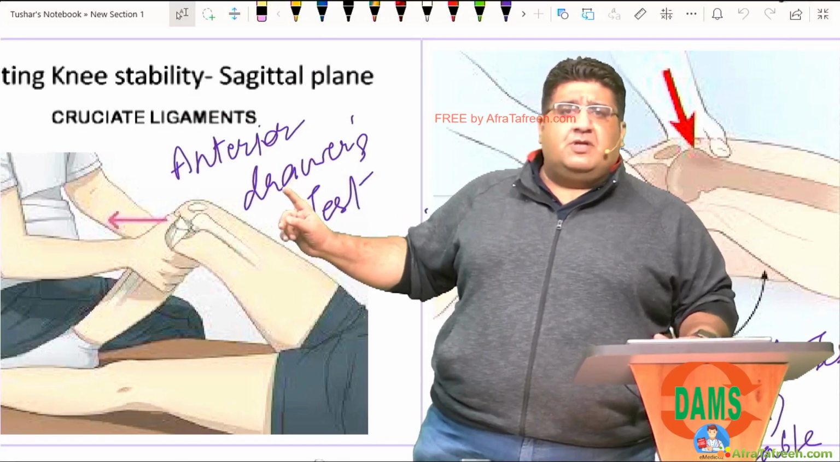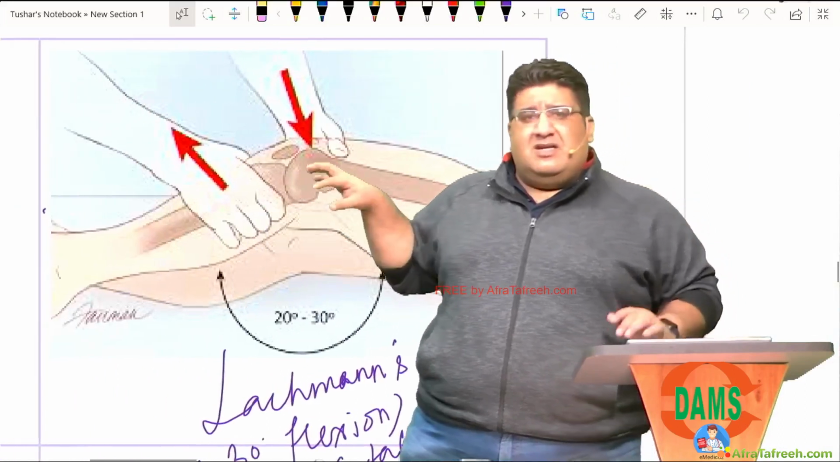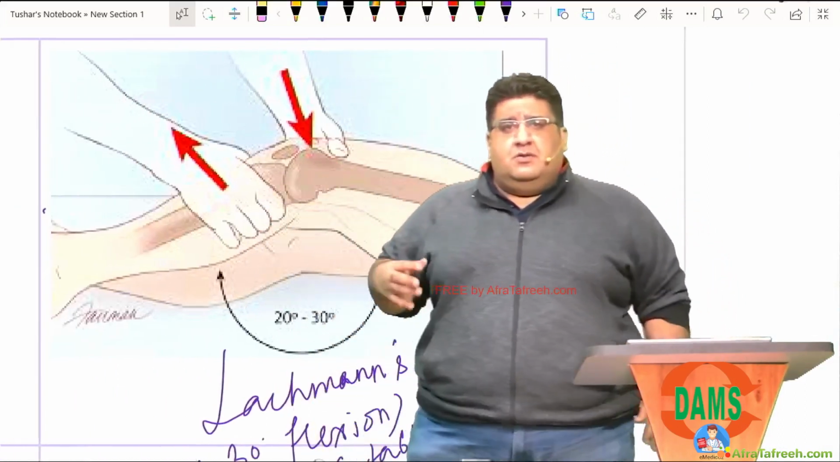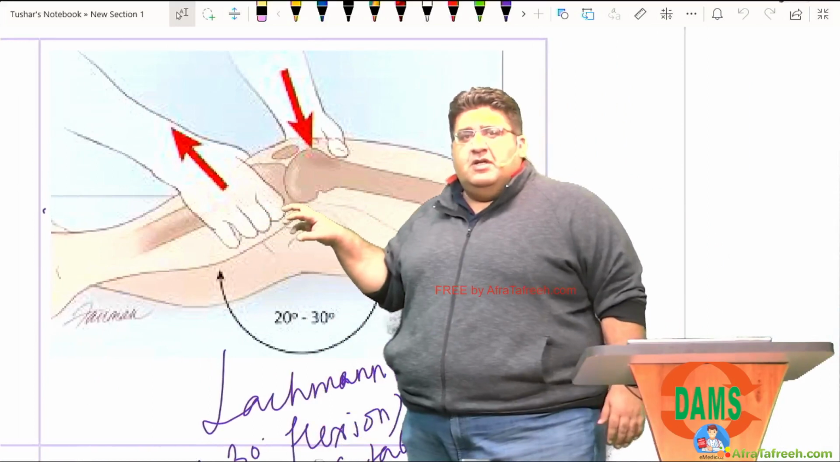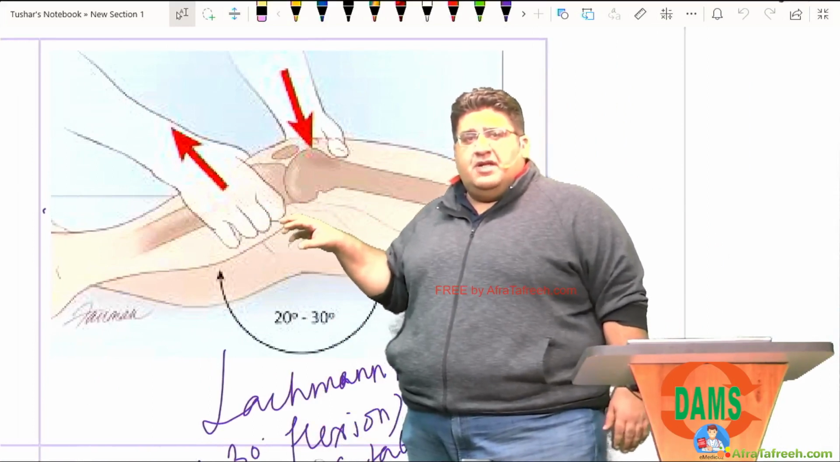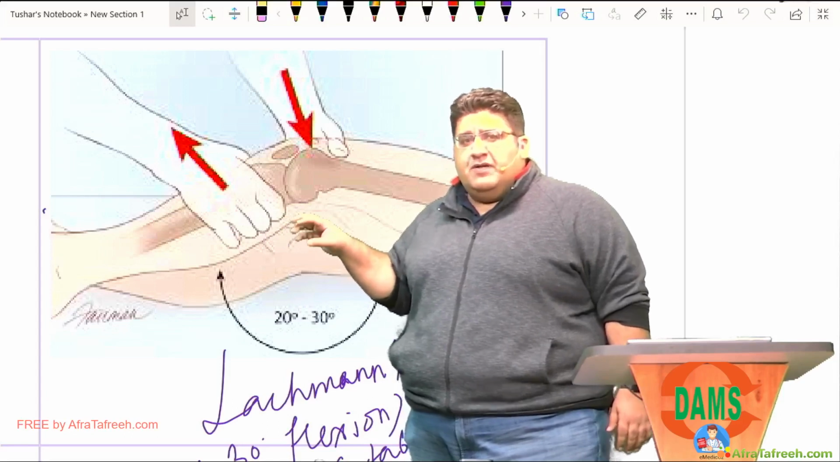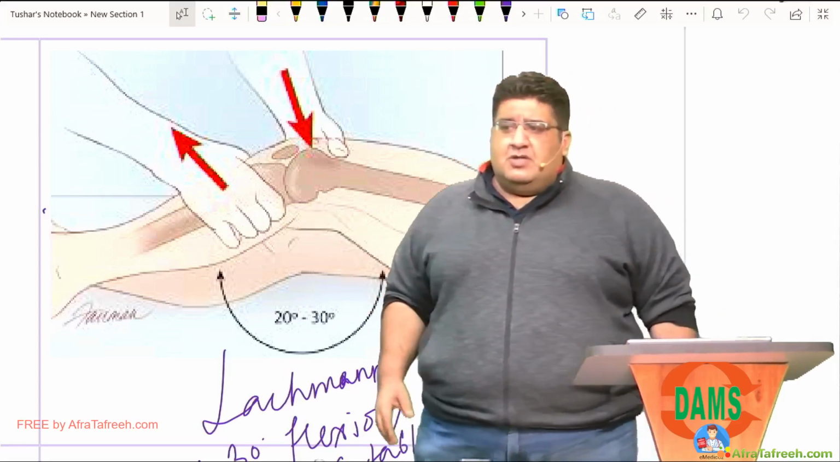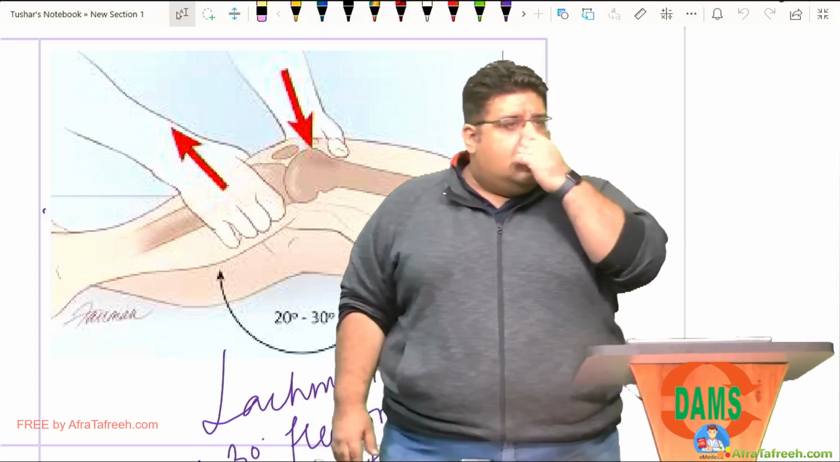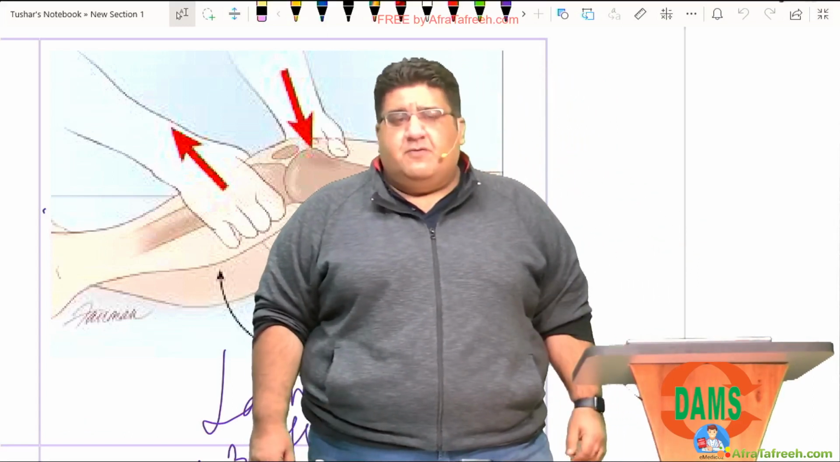So, since the drawer test is performed with the knee in 90 degree flexion, it is a good test for chronic ACL PCL tear, but not a good test for acute tear. Since the Lachman test is performed in 30 degree flexion, which is the most comfortable position of the knee joint where capsular volume is maximum, therefore it is the test of choice for acute tears.